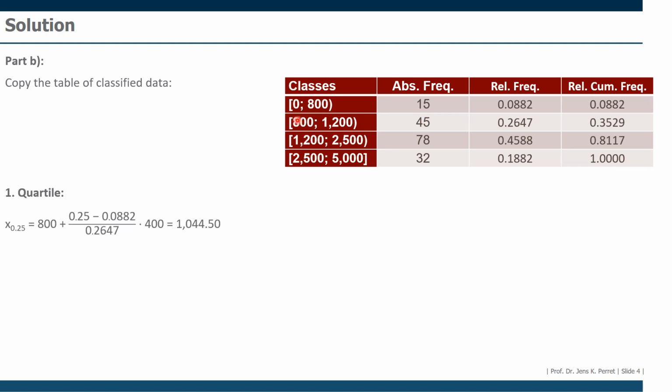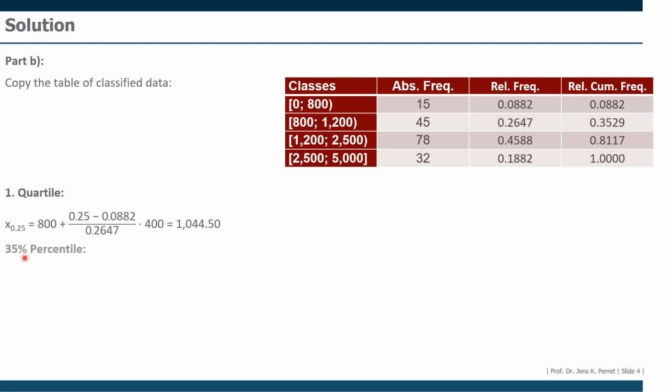We're going to start with the lower bound, the 800, then plus the 0.25, from this being the 25% percentile, minus relatively accumulated frequencies of the class before, divided by relative frequency of the class in question, times the width of the class. Width, again, upper bound minus lower bound, 1200 minus 800, giving us the 400 here. And in total, I will get a first quartile of 1044.5.